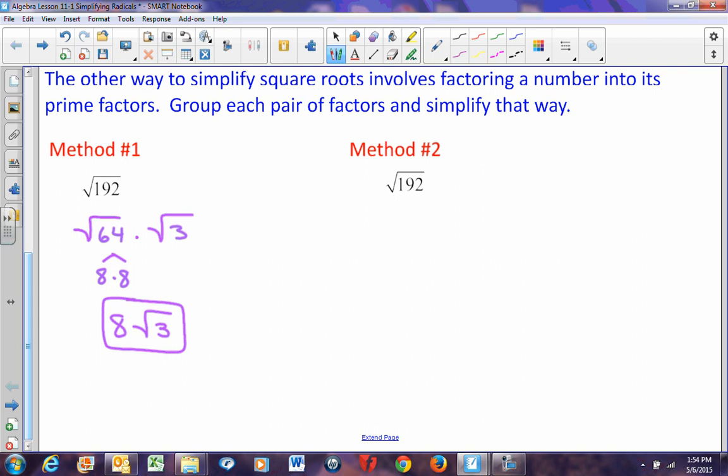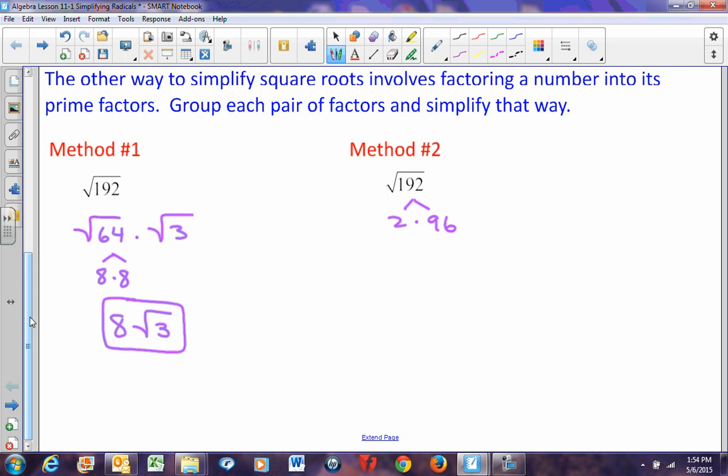Now let's say you didn't know this was the perfect square. This square root of 192 was the square root of 64 times the square root of 3. The second way you can do this is break it down into factors. For example, I know that 192 is 2 times 96. Okay? 2 is a prime number. What we want to do is break things down to prime numbers.